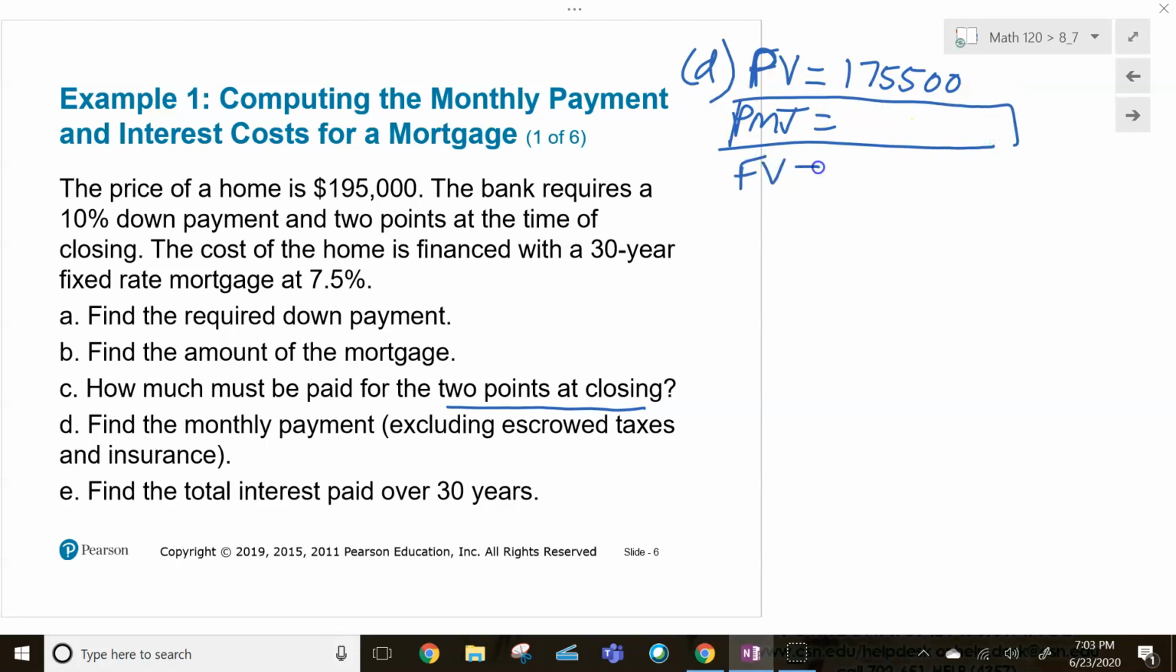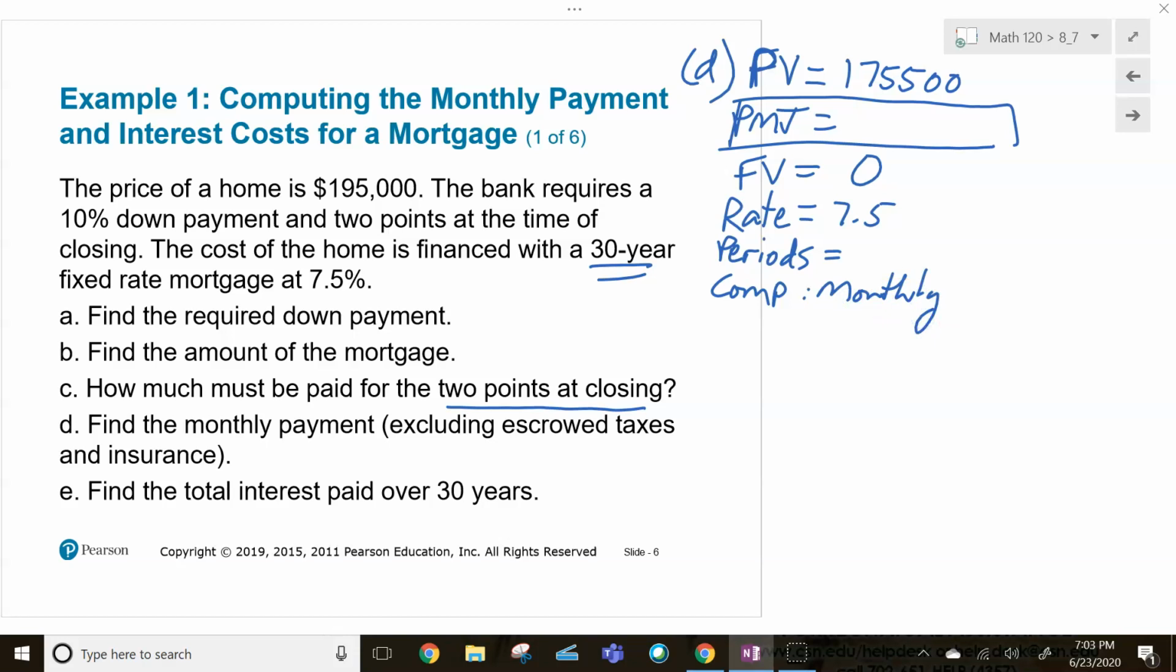The future value of the loan is going to be 0. We're going to owe the bank nothing at the end of all the payments we've made. The rate is a 7.5% interest rate. This is a 30-year loan. We're going to make contributions monthly. This is a compounding monthly situation.